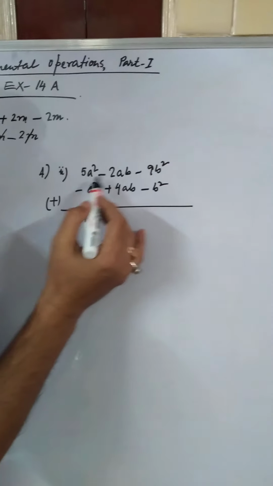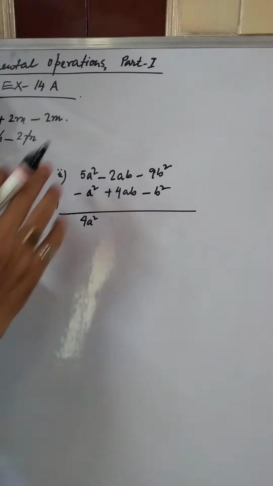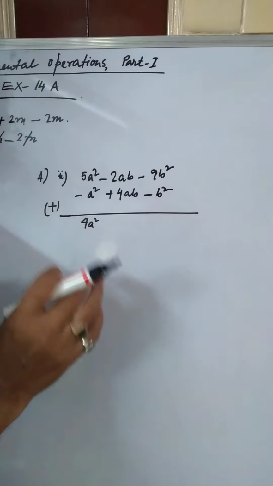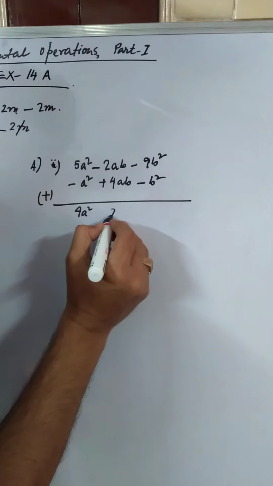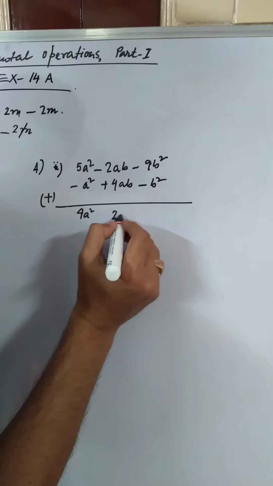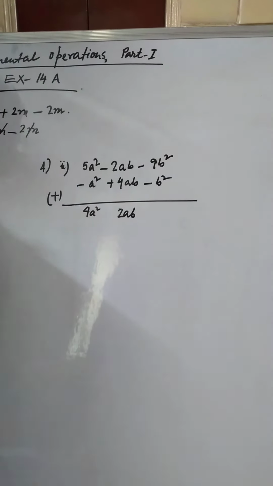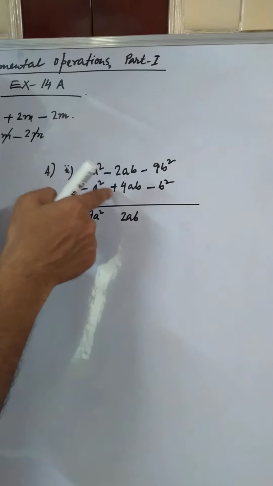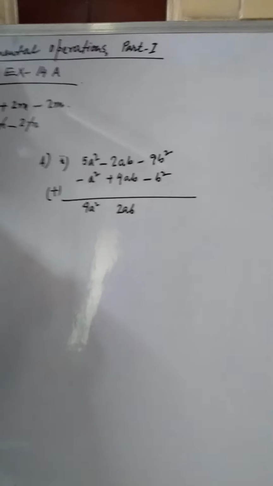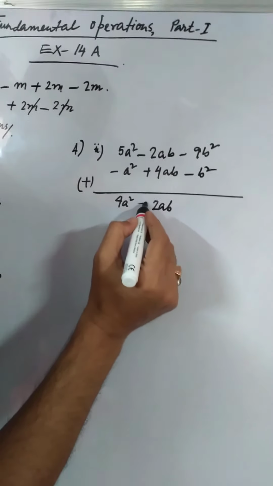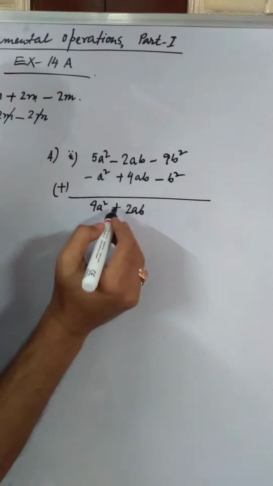Now you see that minus 2ab plus 4ab. Plus minus, you have to subtract. Now 4 minus 2, the result is 2. So 4ab minus 2ab, the result is 2ab. But what should be the sign? Consider the absolute value. Here minus 2 and plus 4. So the absolute value of plus 4 is more than minus 2. The sign should be plus.